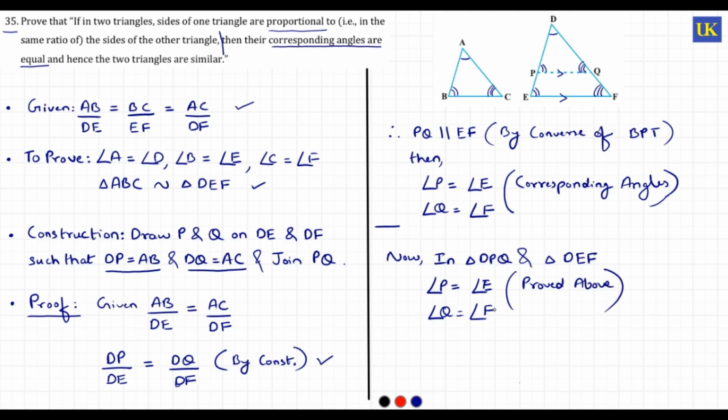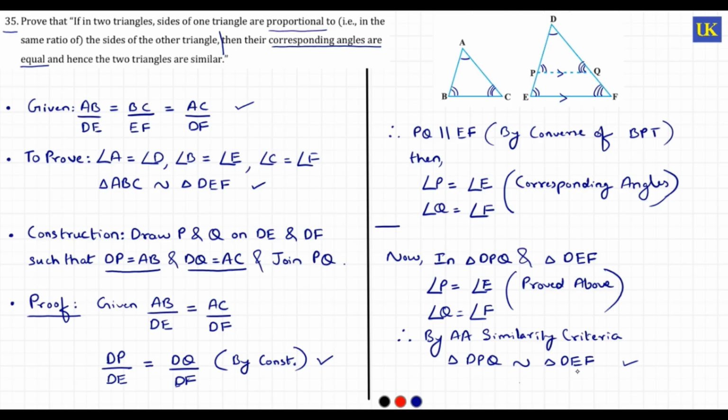Right? So now I can say that by angle similarity criteria, triangle DPQ is similar to triangle DEF. So we have proved that this small triangle and this bigger triangle are similar to each other. That is what we have proved here.